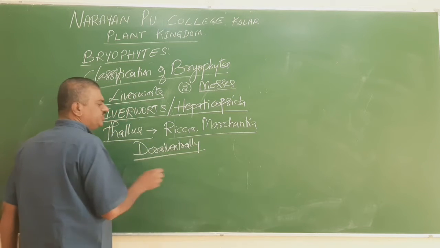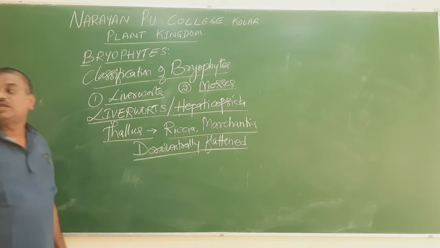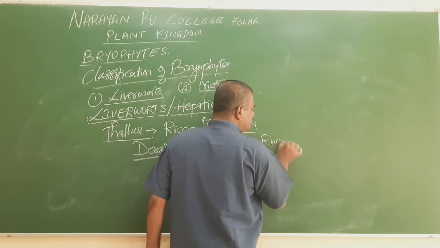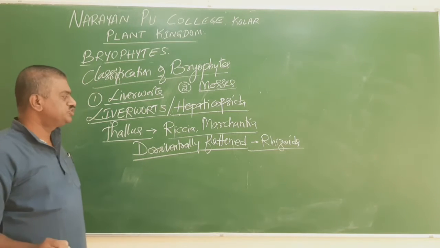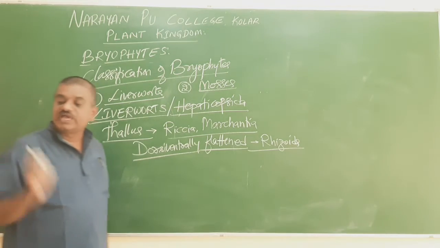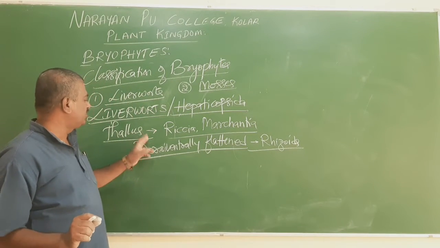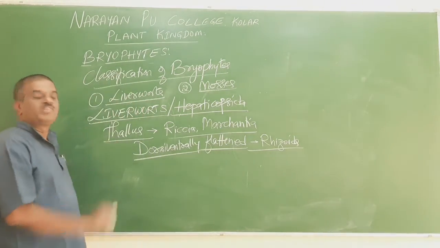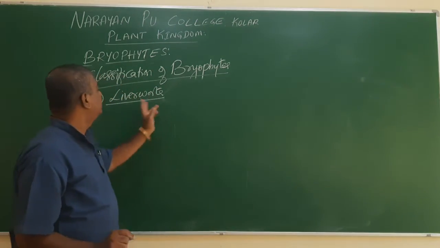The dorsiventrally flattened plant body is attached to the substratum with the help of rhizoids. The rhizoids help in attachment, which is usually called fixation. So it is a dorsiventrally flat body with rhizoids present. Here the plant body is a simple thallus type of plant body. We continue with the next topic, asexual reproduction in the liverworts.